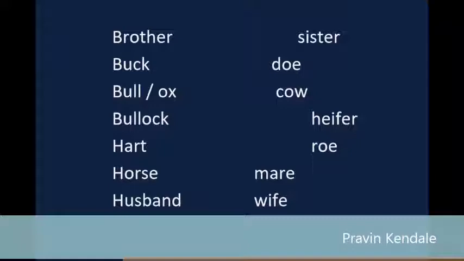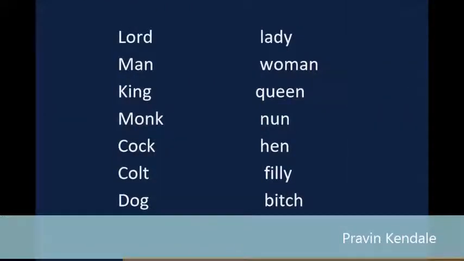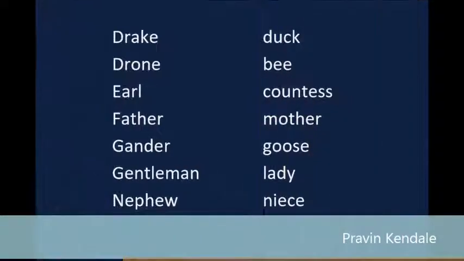Hart, roe. Horse, mare. Husband, wife. Lord, lady. Man, woman. King, queen. Monk, nun. Cock, hen. Colt, filly. Dog, bitch. Drake, duck. Drone, bee. Earl, countess. Father, mother. Gander, goose.